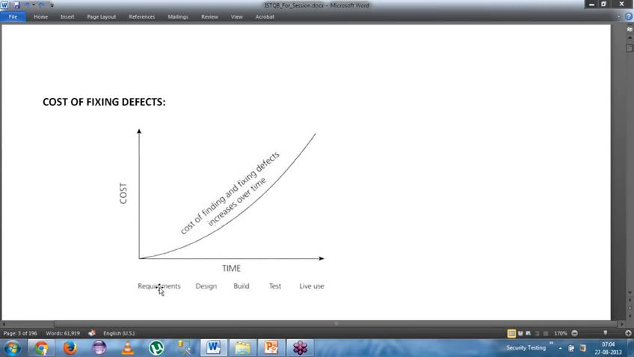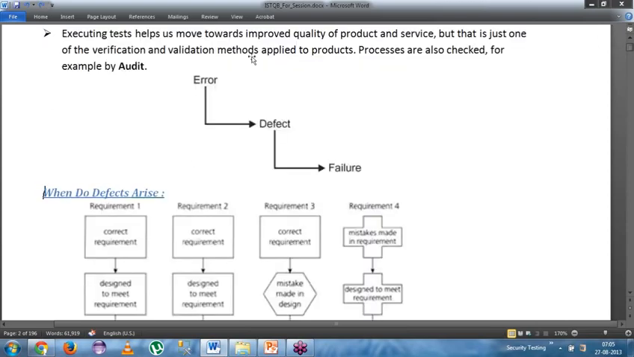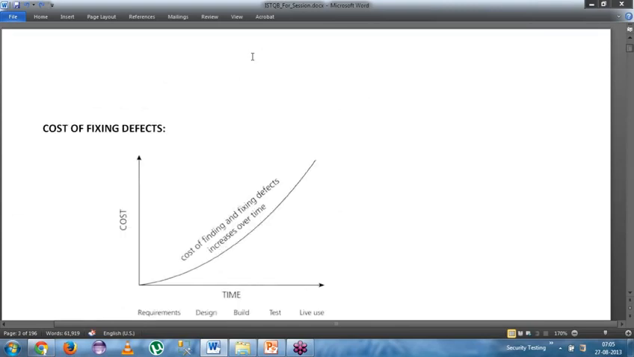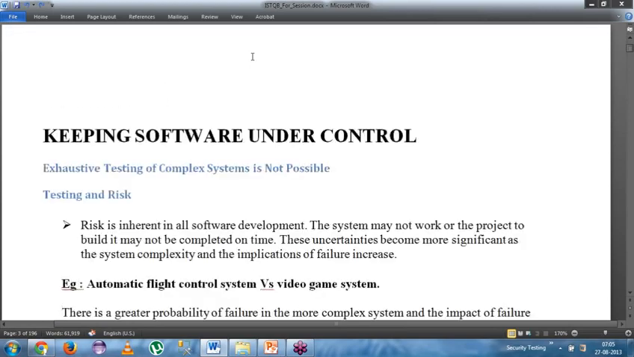So let me put it in rough figures. If the cost of fixing a defect in your requirements is $10, then in design it would be multiplied by 10, 100 and 1000, it's 10,000 and 100,000 for live use. That is what we are talking about. It increases exponentially. Fine. So this is one of the effects of the defect, the problems that we have seen. So when do defects arise? That is one of the problems. The effect of that is what we are talking about, the cost of fixing the defects. Fine. Let's go to the next thing.